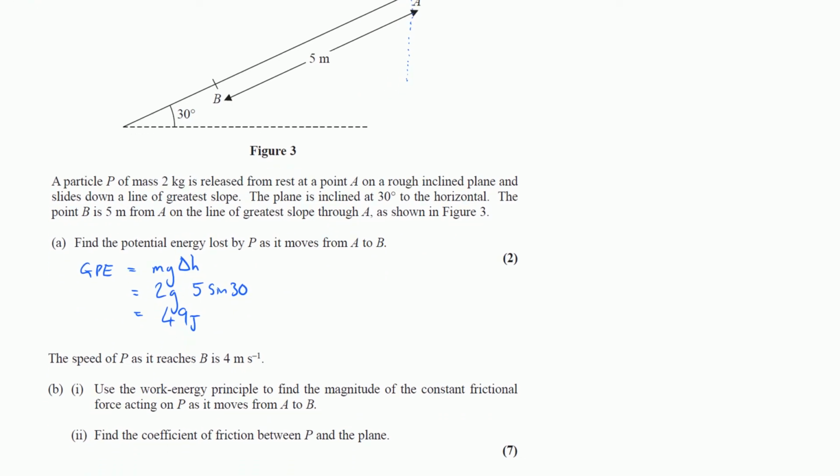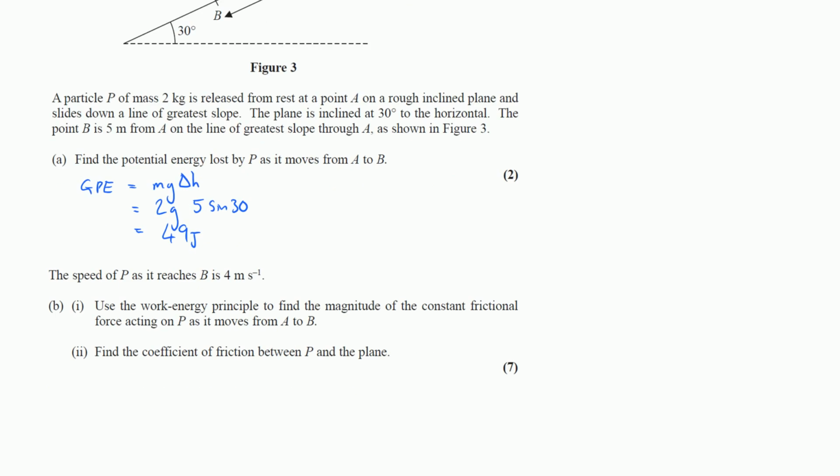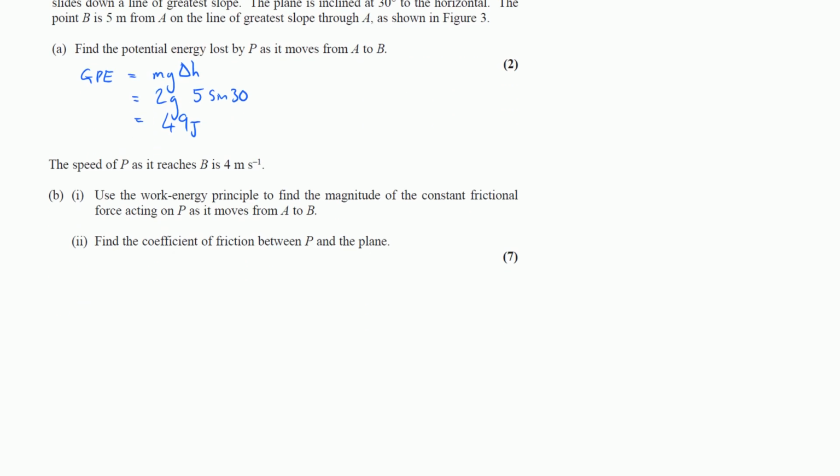The next part of this question, we're talking about speed and we're talking about the work energy principle. So we're now going to use the work energy principle to find this friction force that we've been acting against. What does the work energy principle say? Well, if I have an amount of potential energy that has been lost, we know that that must all go to kinetic energy and work done. So the total amount of energy that I have put into the system is going to be 49 joules. The kinetic energy is going to be calculated as a half times mass times the velocity at B squared, which is 4 squared, plus work done.